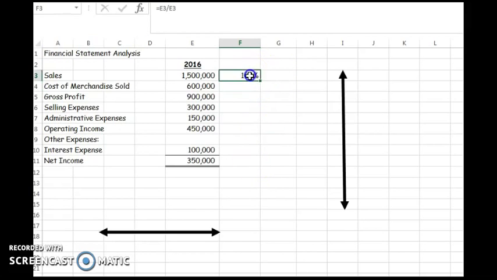Now I need to copy this formula down, but do you remember that I said that everything needs to be divided by sales, which means no matter where I copy my formula, I need an absolute reference to sales. So I'm going to put the dollar signs to indicate, hey, always divide everything that I copy to by sales. That will allow me to copy this formula down and find out what percent everything is of sales.